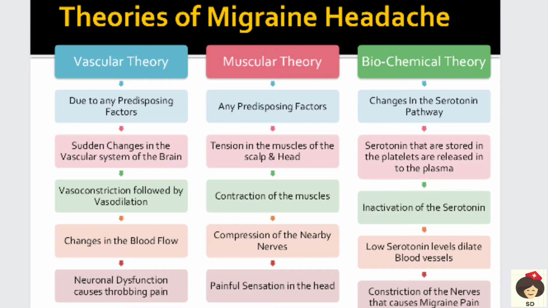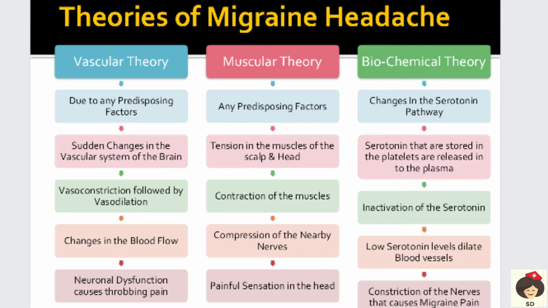So first is the vascular theory. So that is, any of the predisposing factors like any head trauma or any vascular changes, there will be sudden changes in the vascular system of the brain. Okay, so that is, there will be sudden vasoconstriction followed by vasodilation. Okay, so whenever there are some precipitating factors, as I said, any food or any pharmacological agent, when a person is exposed to those agents, the sudden change of the vascular system will occur. That is, vasoconstriction followed by vasodilation will occur. So there is sudden change in the blood flow.